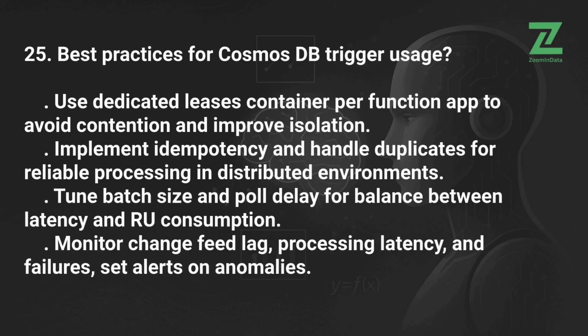25. Best practices for Cosmos DB trigger usage. Use a dedicated leases container per function app to avoid contention and improve isolation. Implement idempotency and handle duplicates for reliable processing in distributed environments. Tune batch size and poll delay for balance between latency and request unit consumption. Monitor change feed lag, processing latency, and failures. Set alerts on anomalies.